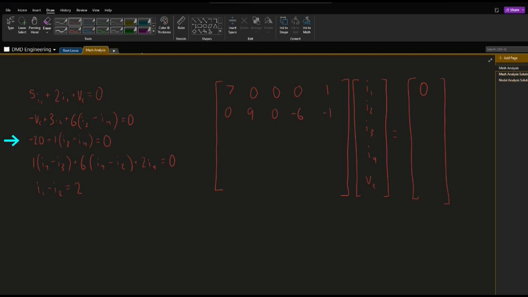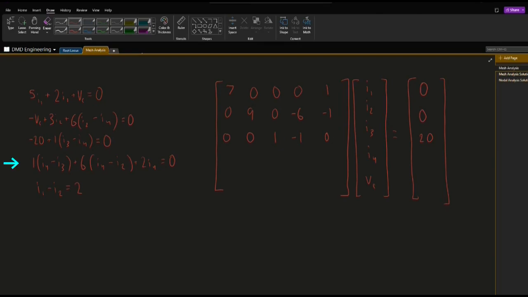Then going to the next equation, this time I1, once again, 0. I2, looks like we don't have any. I3 is just 1. I4 is negative 1. VC is 0. And then on the other side, we'll have to move this 20 over to the right, so it's going to become a positive 20. And I forgot to fill in the right side over here. We don't have any constants in the second equation, so that'll be a 0.